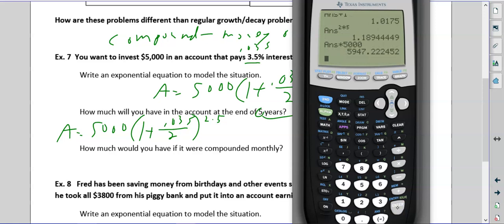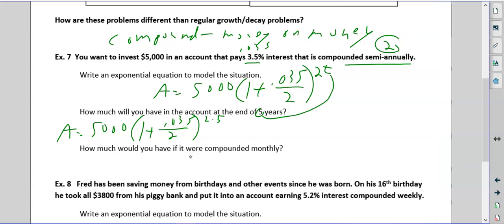So again, here I'm going to round. It's going to stay down at 22 because I have 222. So 59.47 and 22 cents.